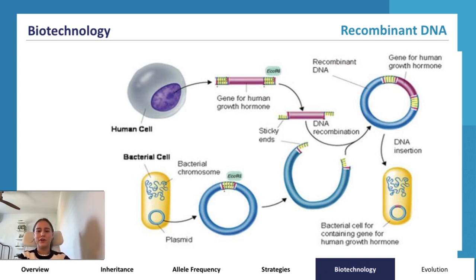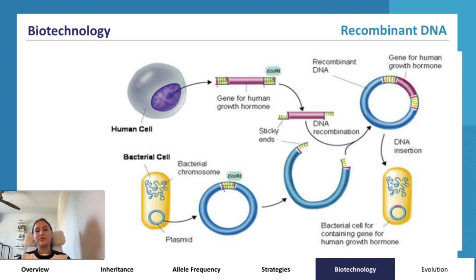Once again, you can see the stages that are happening. We isolate a gene that we want. In this case, we've isolated a human growth hormone, and we cut that out using restriction enzymes. We then get a plasmid and we cut it using the exact same restriction enzymes, and that means the sticky ends are corresponding. That means that when we add ligase into the same mixture, this gene and the plasmid are able to connect.